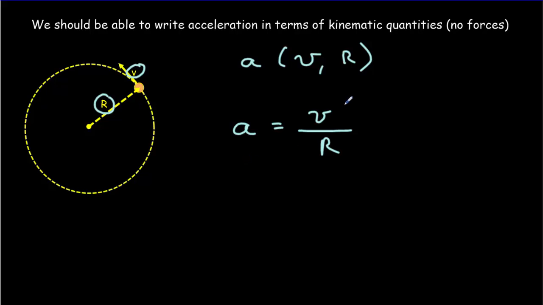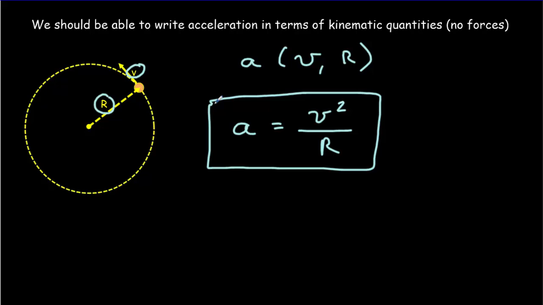Now it turns out, and I'm not going to prove it here, this speed is actually more important. It gets squared. And this here is our formula for centripetal acceleration: a = v squared over r. So if you tell me the radius of a circle and you tell me how fast an object is moving on that circle, I can tell you how big the acceleration is.